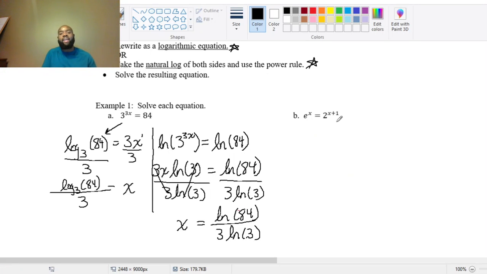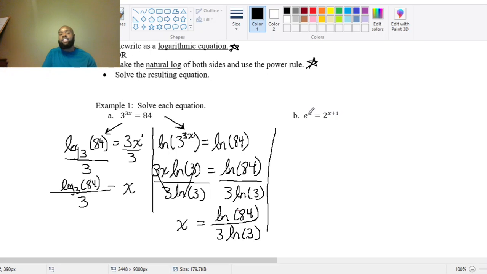In example B, since we have exponential expressions on each side of this equation, what I'm going to do is take the natural log of both sides. I'm not going to rewrite this as a logarithmic equation, or in logarithmic form, like I did in the first method for part A. I'm going to do it like this second method that I did for part A.